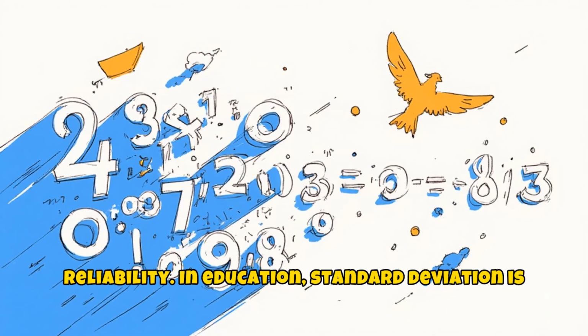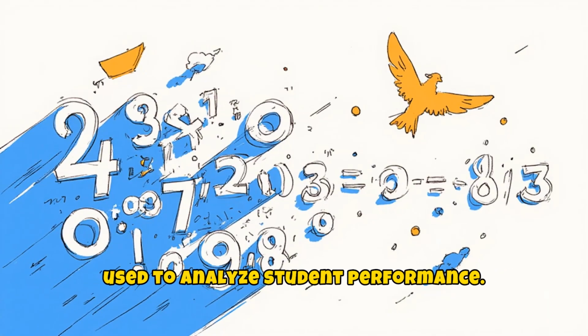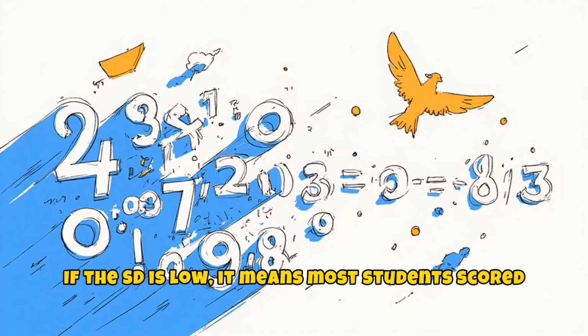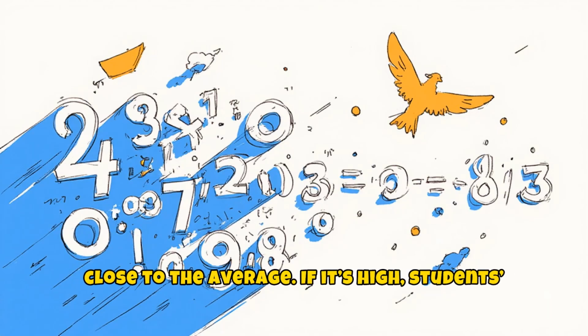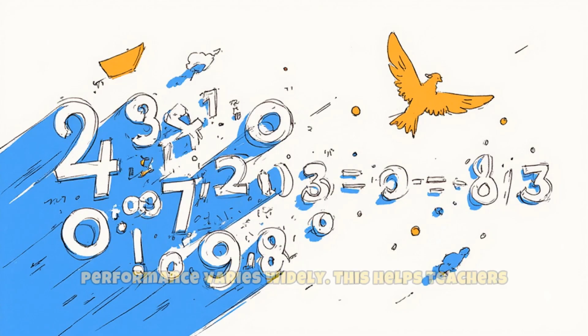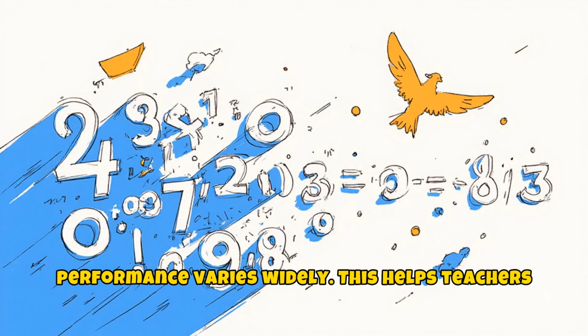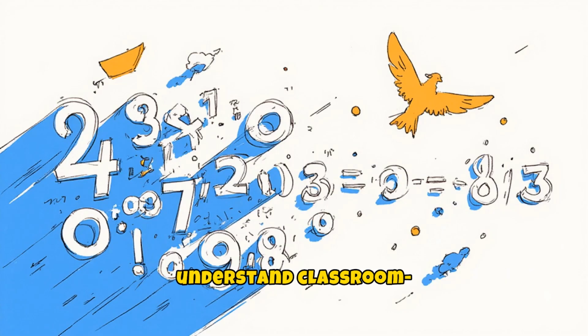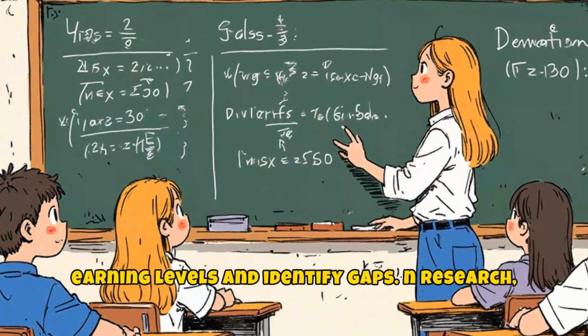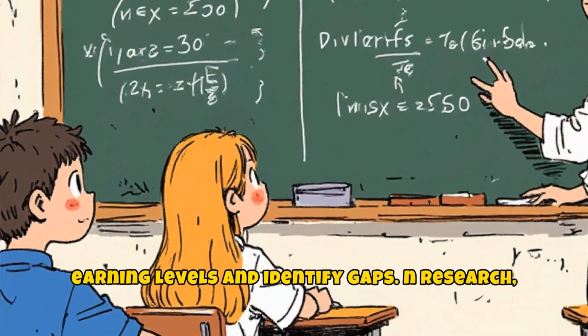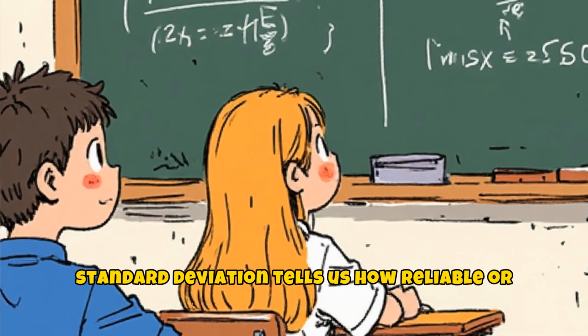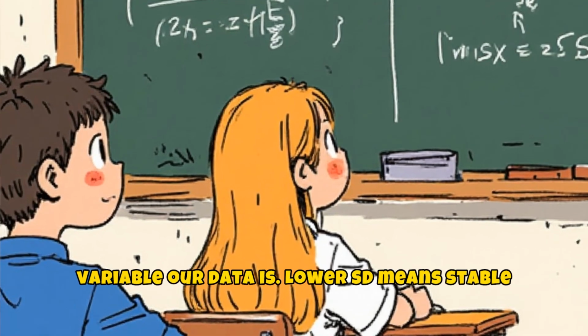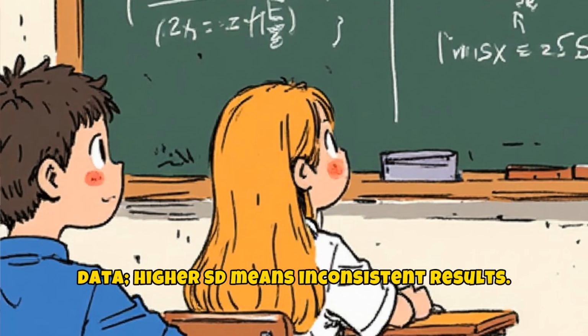In education, standard deviation is used to analyze student performance. If the SD is low, it means most students scored close to the average. If it's high, students' performance varies widely. This helps teachers understand classroom learning levels and identify gaps. In research, standard deviation tells us how reliable or variable our data is. Lower SD means stable data. Higher SD means inconsistent results.